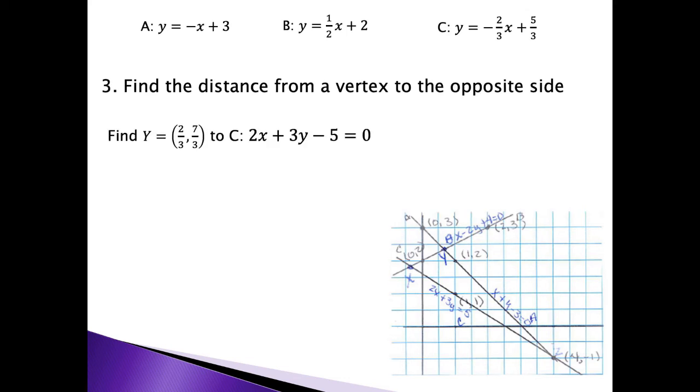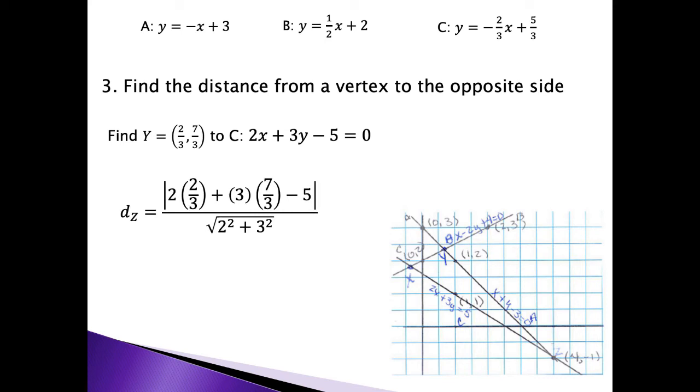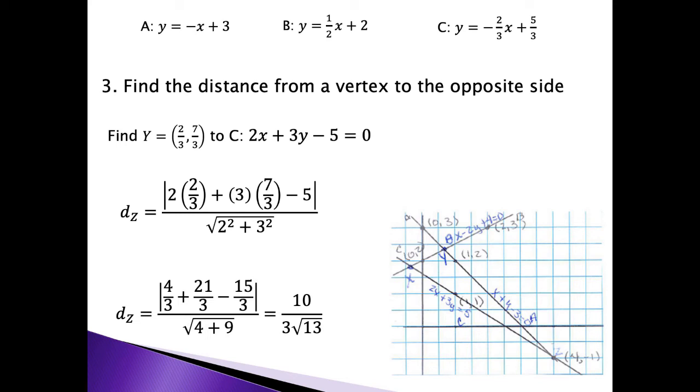right? To find the distance from Y, which is (2/3, 7/3), to line C, which is 2X plus 3Y minus 5, is 2 times 2/3 plus 3 times 7/3 minus 5 over the square root of 2 squared plus 3 squared, which gives us the absolute value of 4/3 plus 21/3 minus 15/3 over the square root of 4 plus 9, which goes to 10 over 3 square roots of 13. Again, that is as simplified as it can go.